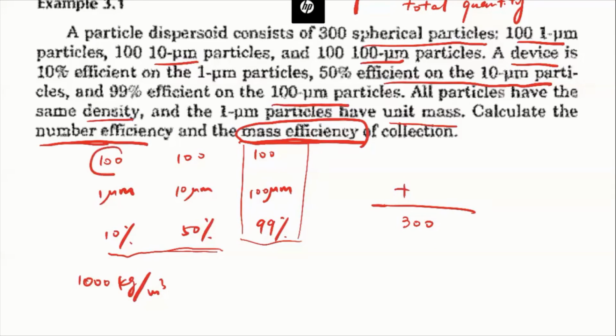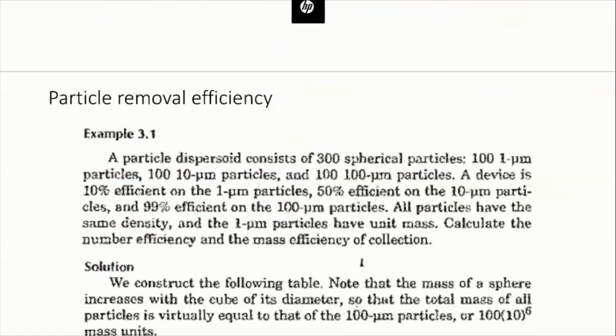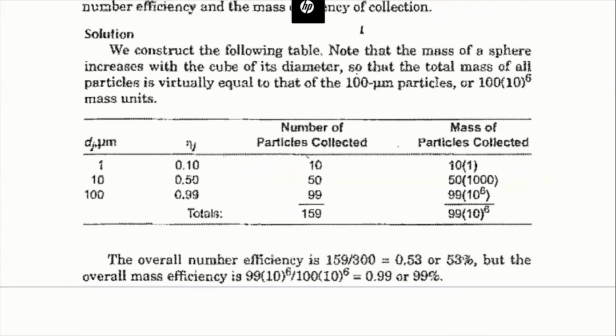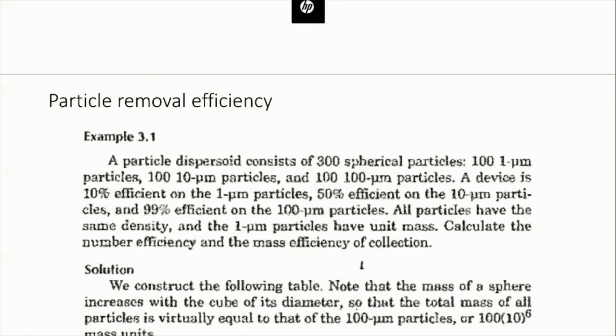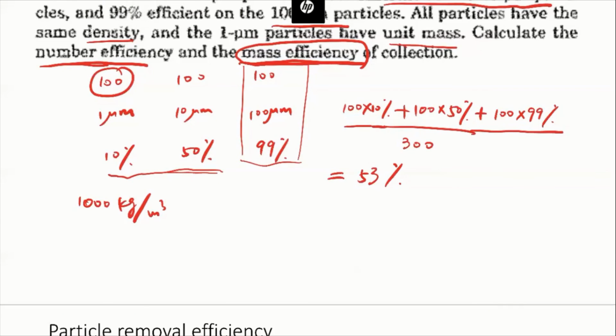So we're just talking about these 100 particles of each size, right? So that's going to be 100 multiplied by 10%, 100 multiplied by 50%, and 100 multiplied by 99%. Okay, so this is the number removal efficiency. If you do the calculation, I think I have the answer here. That's going to be around 53%. Okay, so this is the number removal efficiency.